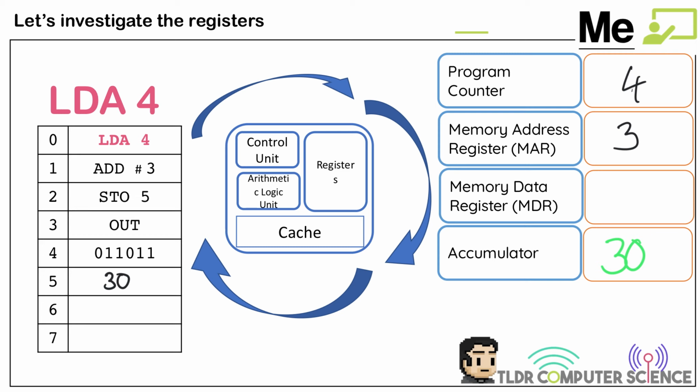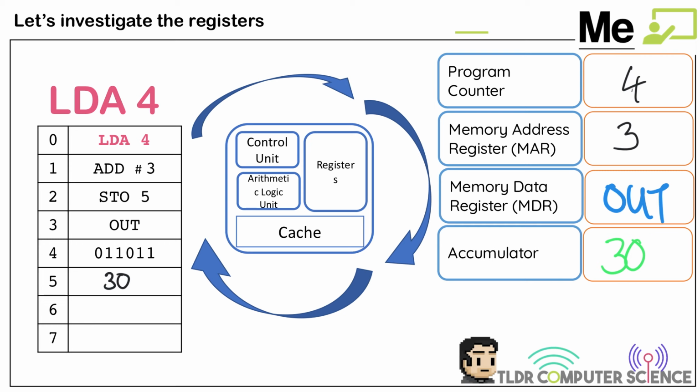Now before, it was always like a command and then a value, right? Command, value, command, value, command, value. Now it's just the command out. We need to decode that. What do you reckon out might be? Output. What am I going to output? The value in the accumulator. And it would just output 30.